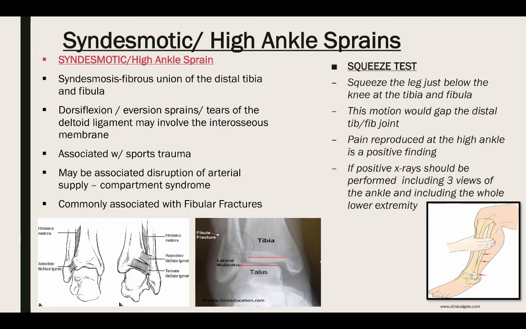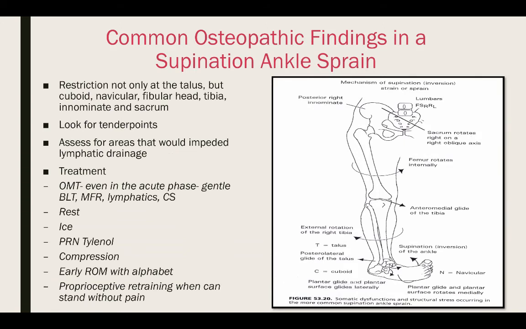Syndesmotic or high ankle sprains. We talked about the squeeze test already. And these are much bigger problems, much more unstable, and you don't want to miss them. They can be associated with sports trauma and commonly associated with fibula fracture. So you can see on the x-ray here that there is a gapping of the joint because of the instability, and then the fracture here. So you want to get an x-ray of the whole way up just in case someone's got a spiral fracture. If you think they have that high ankle sprain, you don't want to miss that.